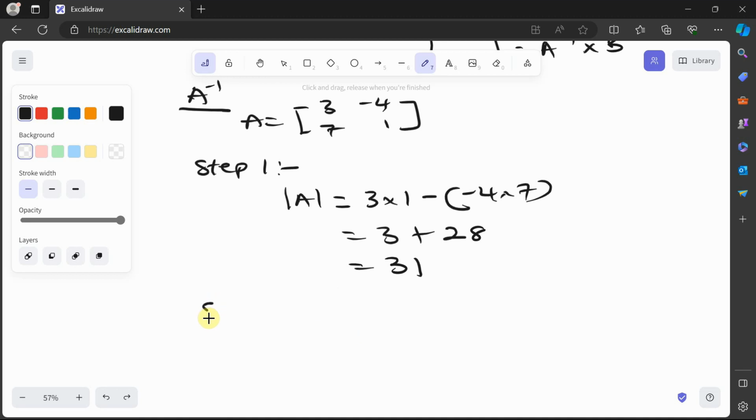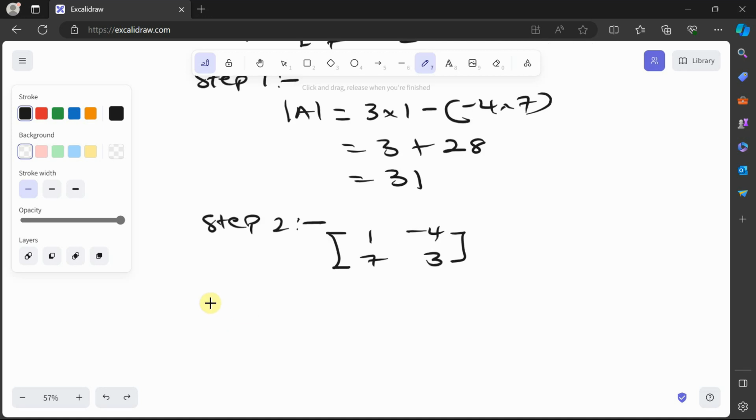Then step 2 is to interchange values on the leading diagonal. That will result in 1, 3, minus 4, 7. Once again, write what you are doing. Don't let the lecturer, or the supervisor, or the class teacher assume. So step 3 is negate the values on the other diagonal. So this will be 1, minus 4 times minus 1 will give me plus 4, 7 times minus 1 will give me minus 7, and then this 3. So this guy is set.